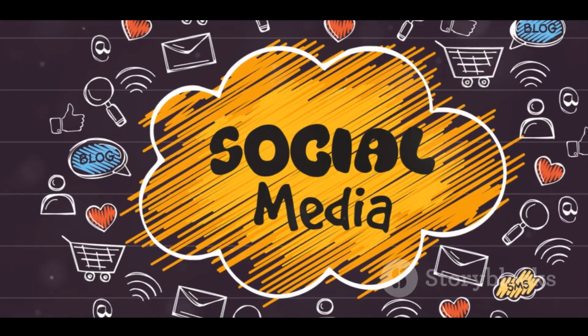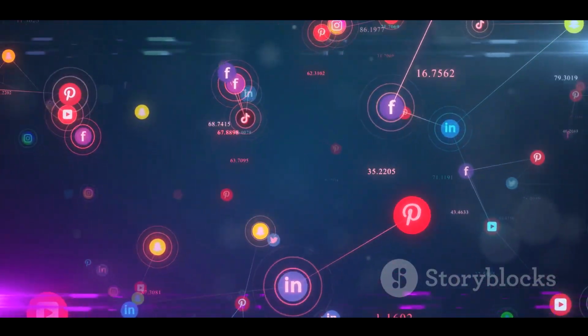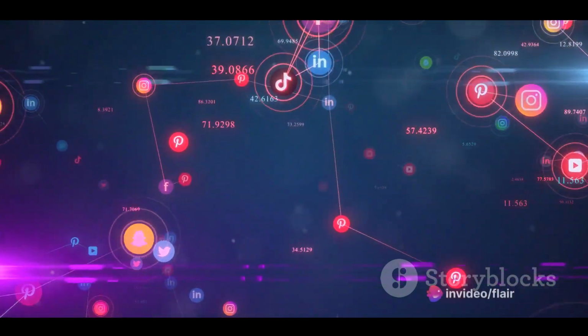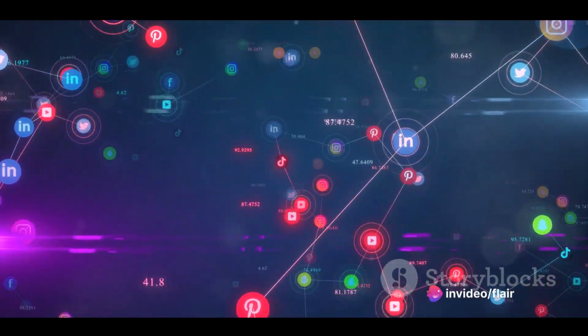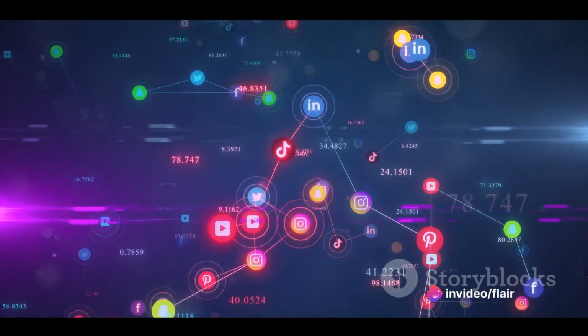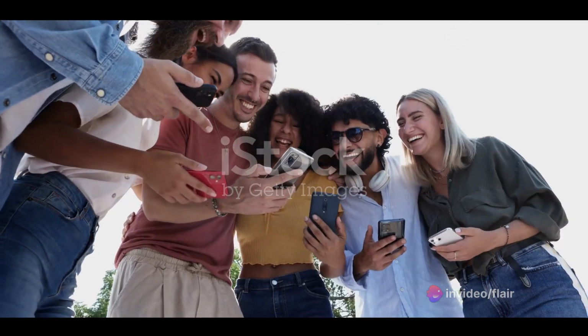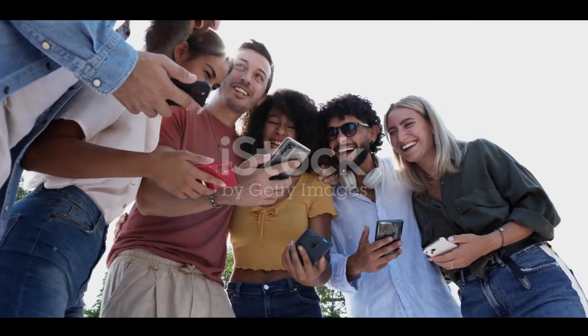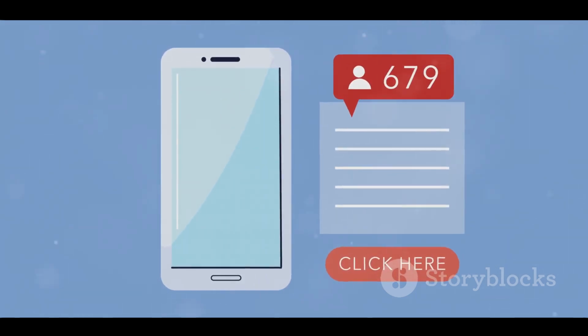First, define your objectives. Are you aiming to understand customer preferences, analyze competitors, or track industry trends? Having clear goals will focus your research efforts. Second, choose the right platforms. Consider where your target audience spends their time and the research tools and features each platform offers.